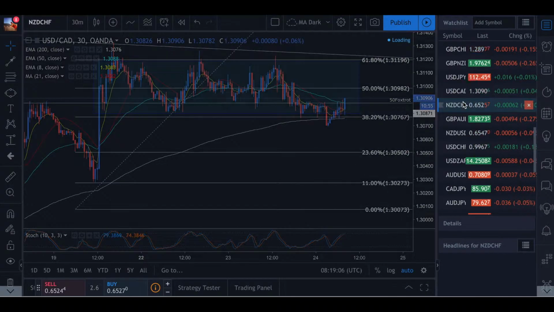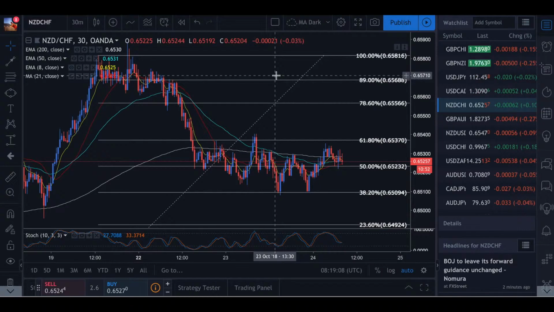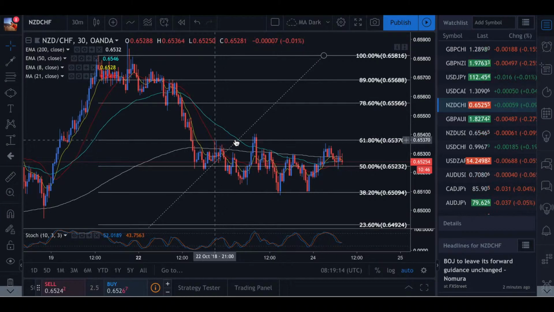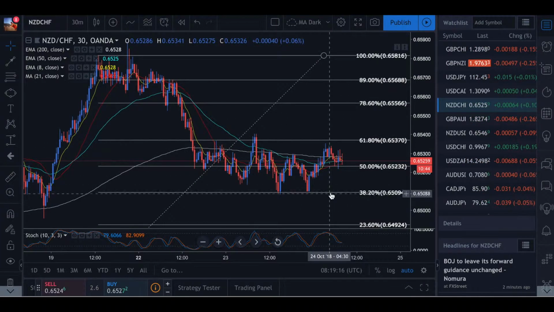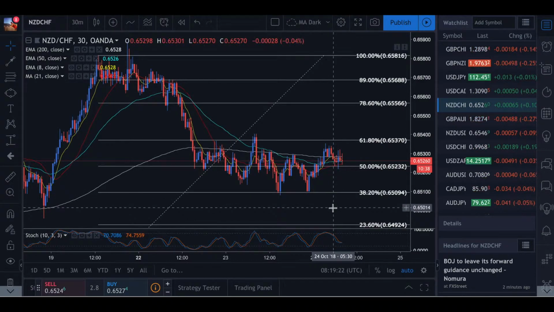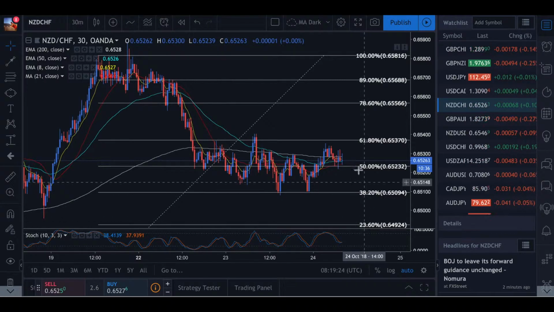As you can see here, we're pushing back up towards resistance. I'll give you another example in New Zealand Swiss. You can see here the market's consolidating between the 61 and the 38. So again, what we would look for is a clean break, a retest, and then go short.